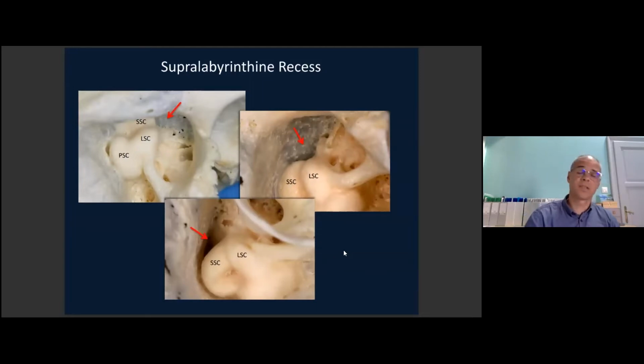A special area of the tympanic cavity is the supralabyrinthine recess. Where can we find that? Here you can see three different variations of the supralabyrinthine recess. Superior, lateral and posterior semicircular canal. Again, the superior lateral semicircular canal. Anterior to that, you can have a very shallow, a deeper, and a very deep area. This is the supralabyrinthine recess.